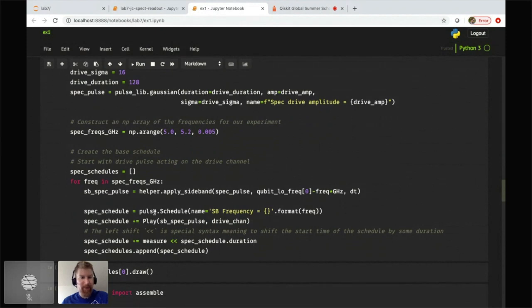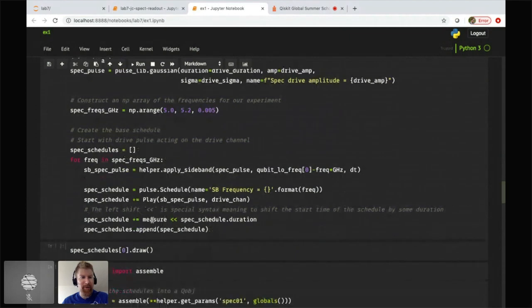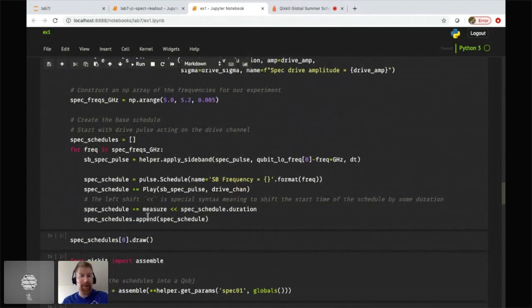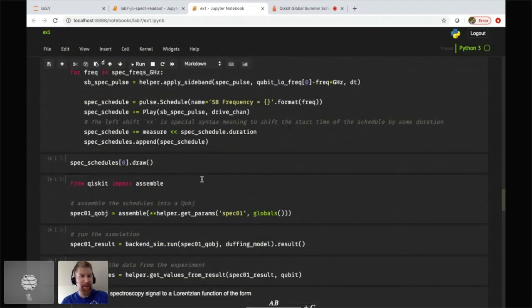So this is the schedule that you create, and then you're going to play that sideband spectroscopy pulse on the drive channel and add it to the spectroscopy schedule. You're going to add the measurement pulse as before, and then we're going to append this to the list of schedules that we want. So there's going to be one of these for each frequency in the spectroscopy frequencies.